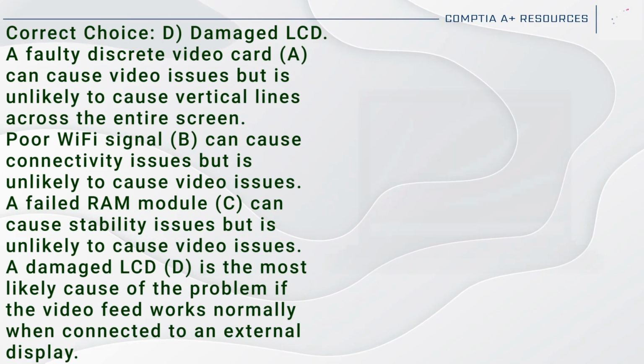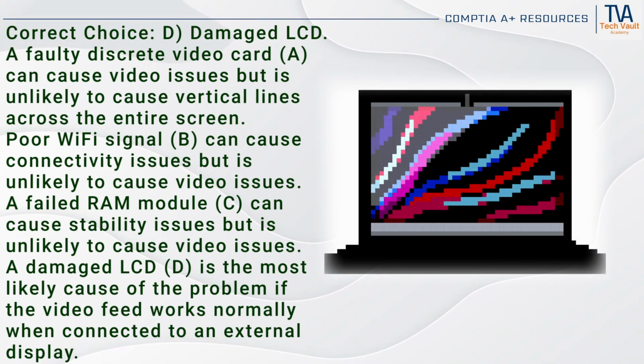Correct choice, D. Damaged LCD. A faulty discrete video card, A, can cause video issues but is unlikely to cause vertical lines across the entire screen. Poor Wi-Fi signal, B, can cause connectivity issues but is unlikely to cause video issues. A failed RAM module, C, can cause stability issues but is unlikely to cause video issues. A damaged LCD, D, is the most likely cause of the problem if the video feed works normally when connected to an external display.